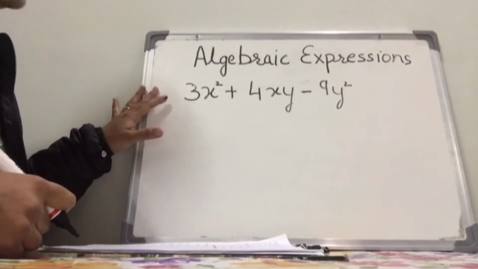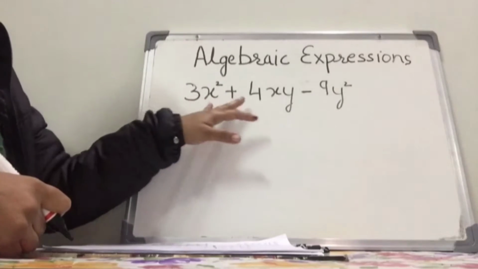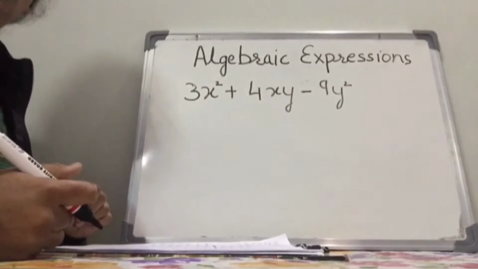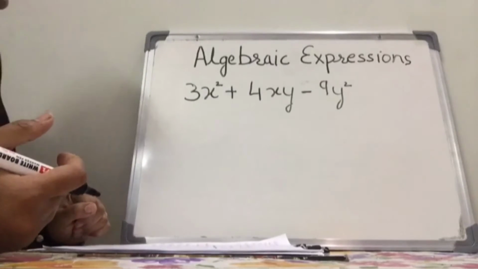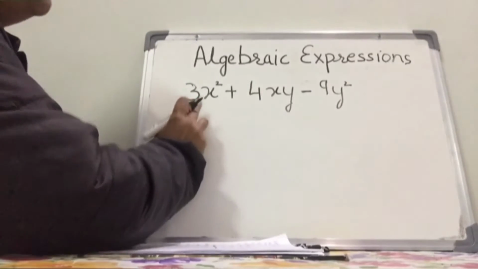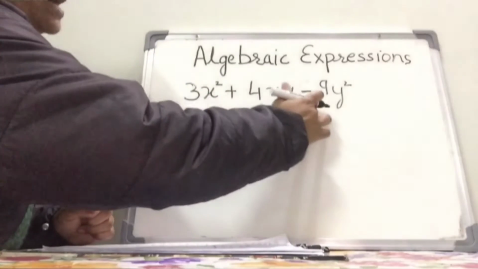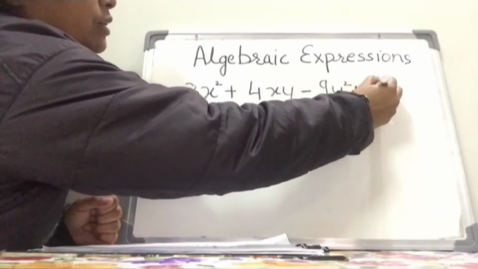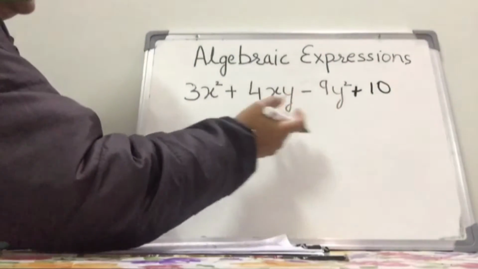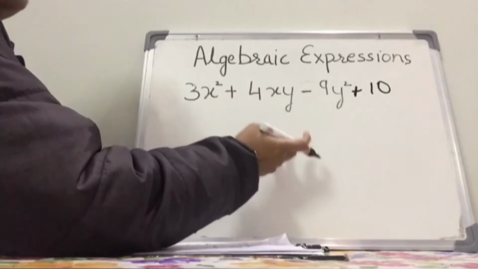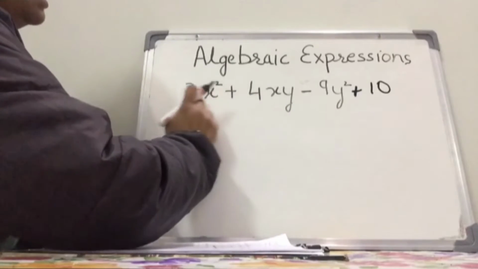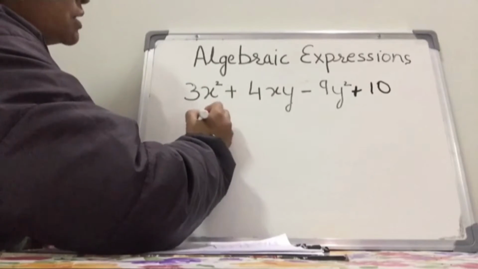Hello everyone. In this video, we'll learn some basic concepts of algebraic expressions. Suppose this is an algebraic expression: 3x² + 4xy − 9y². In this expression, we see that there are a few numbers like 3, 4, 9. Suppose we have plus 10 also here, and we have alphabets x and y. These numbers like 3, 4, 9 and 10 are called constants.